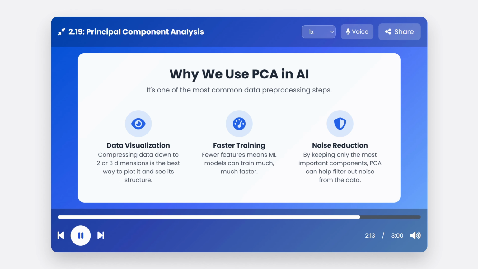We use PCA all the time in machine learning. Its most common use is for data visualization. By reducing a complex dataset down to just 2 principal components, we can easily create a 2D scatter plot and visually see the structure and clusters in our data. It also dramatically speeds up model training and can even improve performance by filtering out noise.